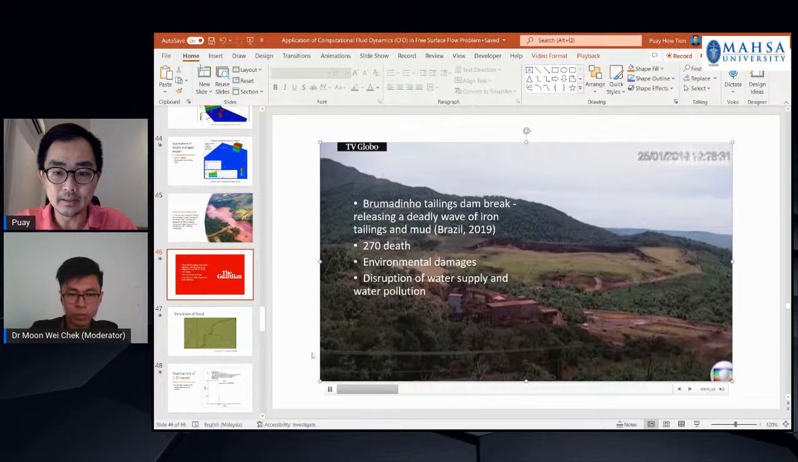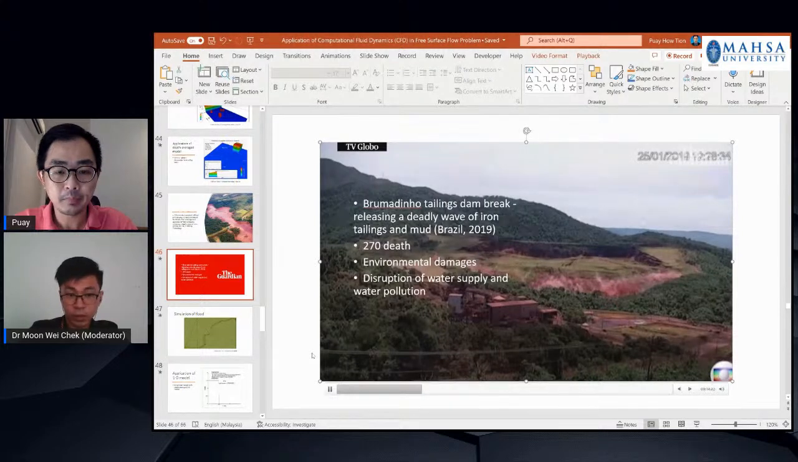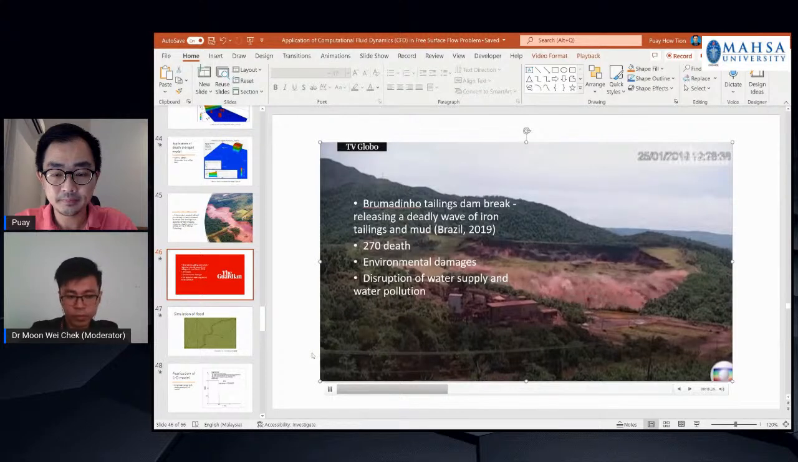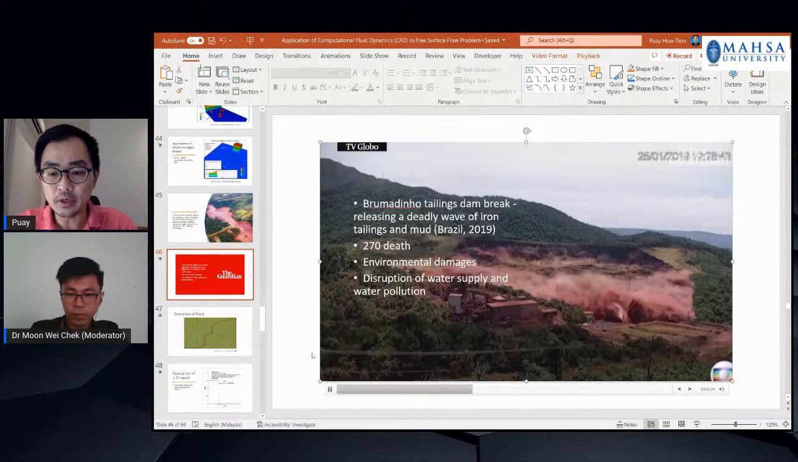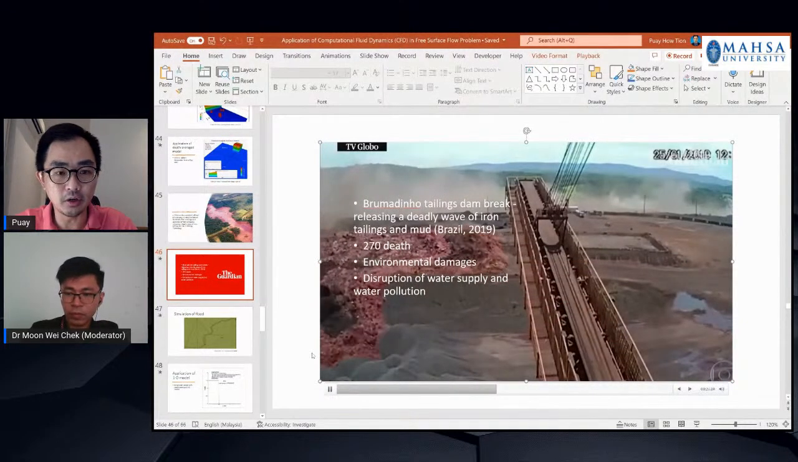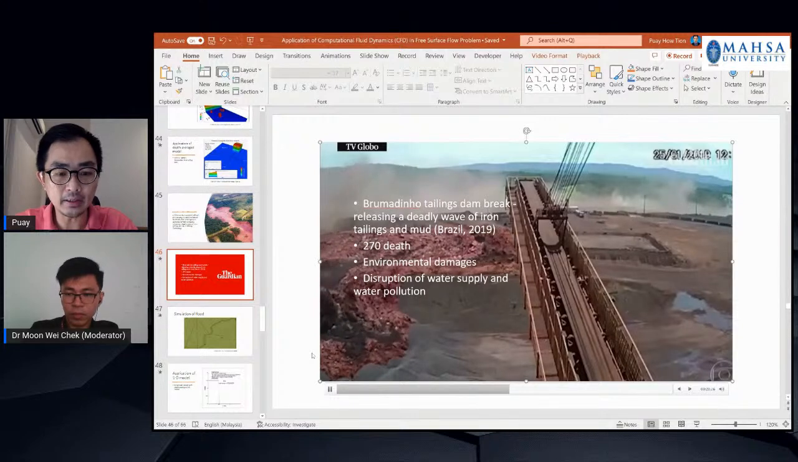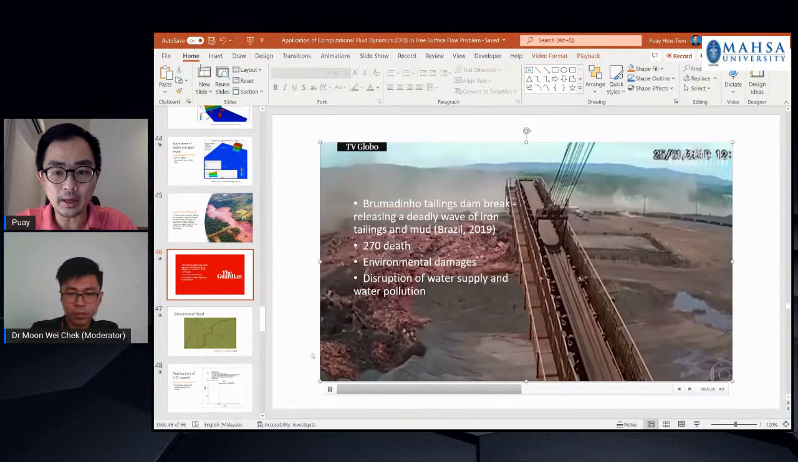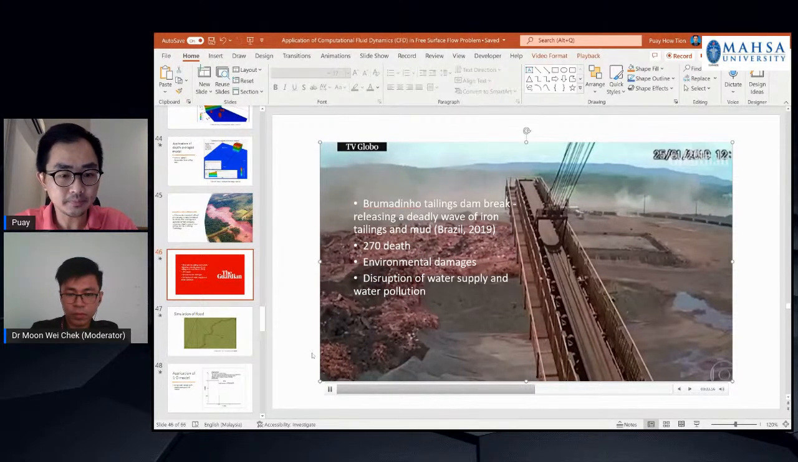This is the failure of a tailing dam. So it cannot be simulated if we assume the fluid as water. Because this is a mixture of iron and water and other material, it will flow as a non-Newtonian fluid here.